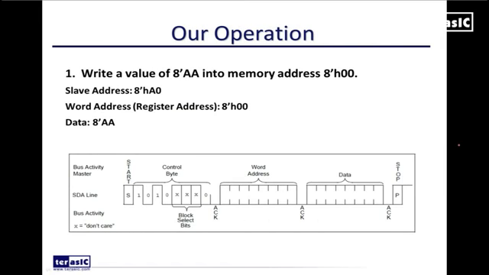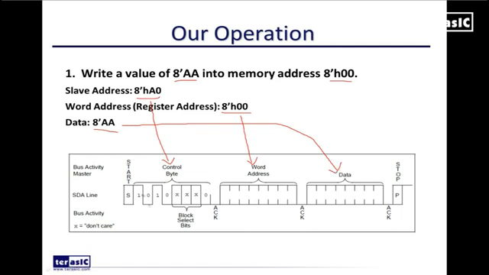So our operation for today is going to be writing a value of AA or 10101010 into our memory address or register address of 00. Now to recap, our slave address for Microchip EEPROM is A0. That's going to go into our control byte. Our word address or register address of 00 is going to go into our word address, and our data, AA, is going to go into the data over here.